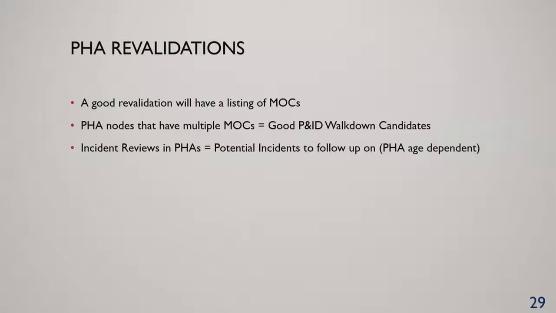When looking at PHA revalidations, again, we talked about good revalidations should have a listing of the MOCs that they looked at, so you can identify any PHA nodes that have multiple MOCs. This means a lot of changes have occurred to that part of the process, and it's a good candidate for a walk down. And when you're looking at the PHAs, they should also have a listing of the incidents that they reviewed. And there's potential incidents for you to follow up on for your incident investigation program.